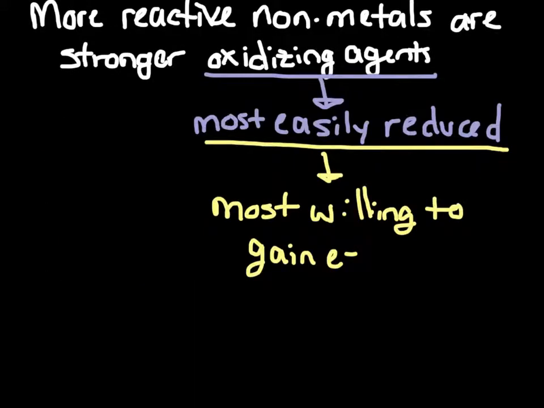What about nonmetals? The more reactive nonmetals are stronger oxidizing agents, so the opposite of metals. Therefore, they are more easily reduced. Therefore, they want to take or gain electrons more readily and are most willing to take them. Think about the trend in electron affinity, the willingness to take on electrons during a transition.